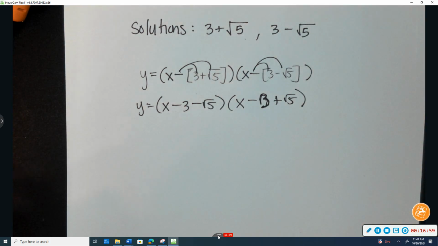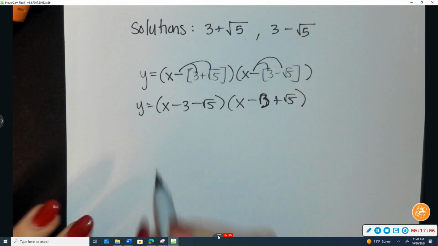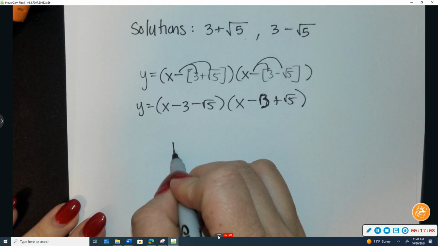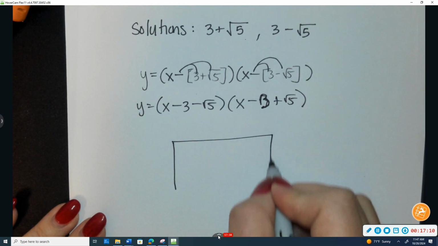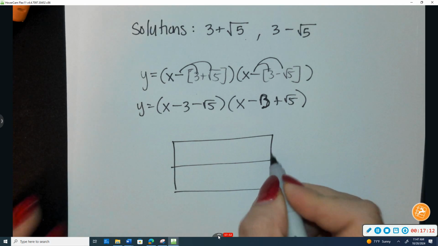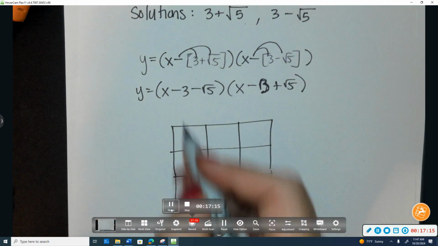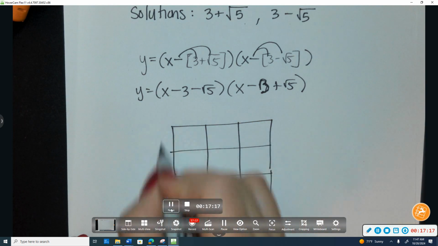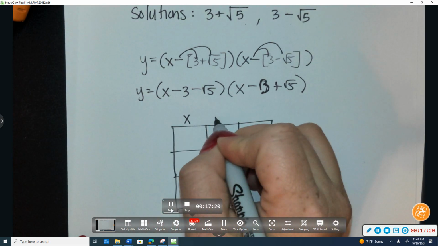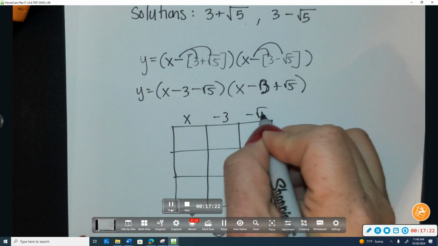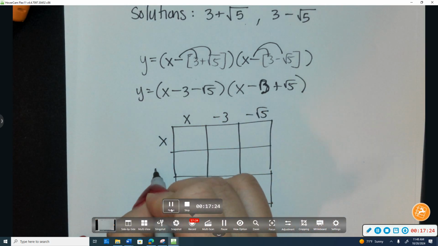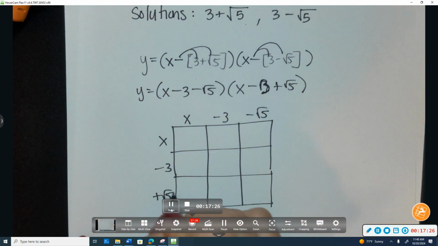And my goal here, again, is to create this polynomial equation with these 2 exact solutions. Okay, so how can I go about doing this? I'm going to go ahead and say I have 3 terms here. Let's see what this looks like. I just made a 3 by 3. It doesn't matter if this goes across the top or down the side. There's x, negative 3, and negative square root of 5. X, negative 3, and positive square root of 5.